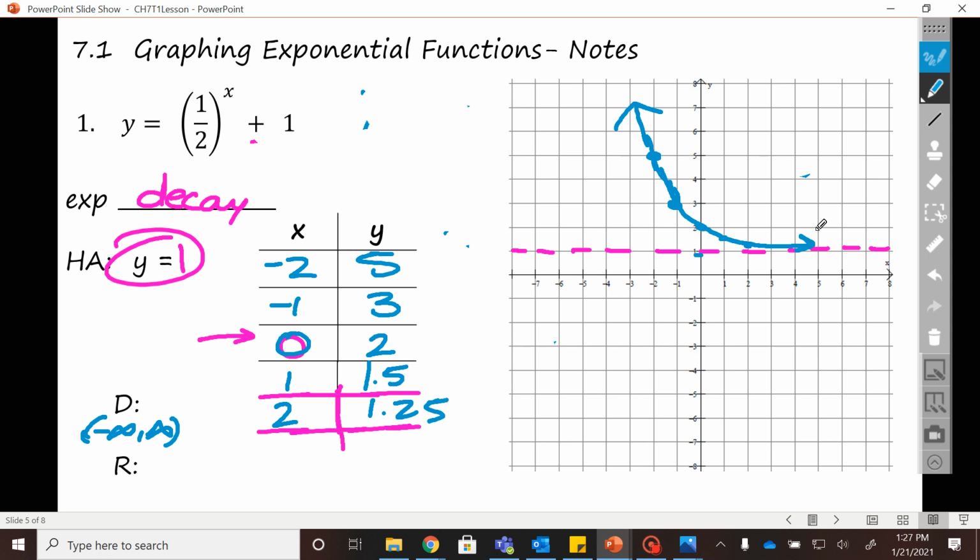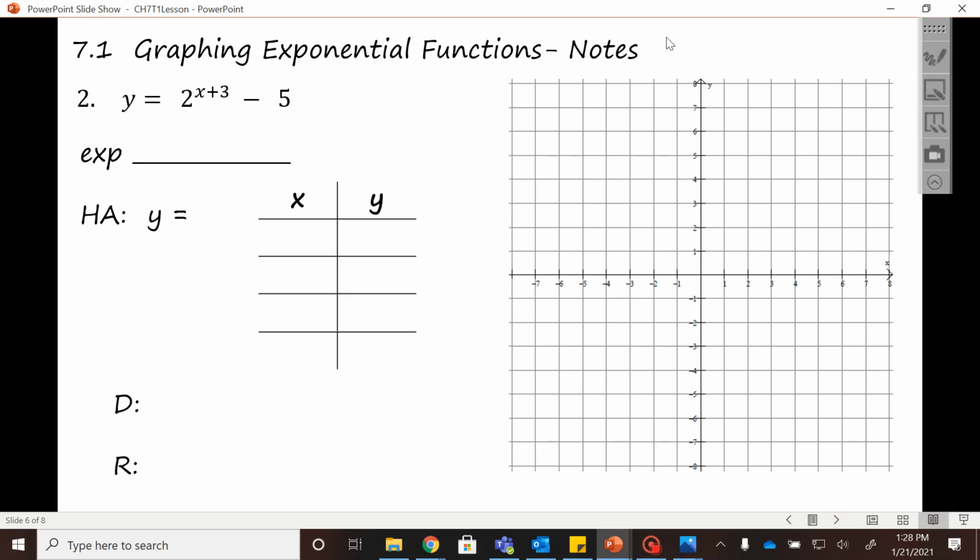So since it doesn't cross 1, we use a parentheses, 1 to infinity. We use a parentheses on the 1 to show that 1 is not part of the range. Everything larger than 1 is part of the range, but not 1. Okay, so 1 is not included in the range, so we'll say 1 to infinity. Now we have our graph, we have all the pertinent information. We are finished here.